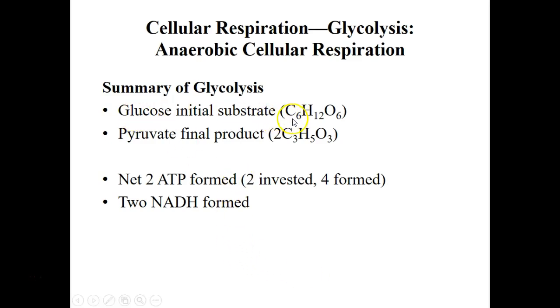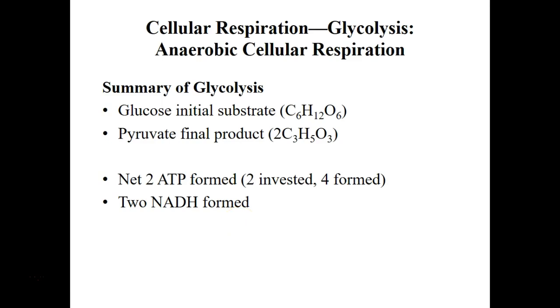So here's the initial substrate. The end product is this. We have 2 hydrogens that we are not accounting for. We gained 2 ATP because we invested 2. We formed 4, but we had to give back 2. And anytime we oxidize one molecule, we have to reduce something else. So NADH is formed from NAD.